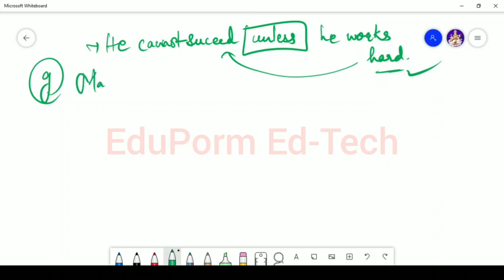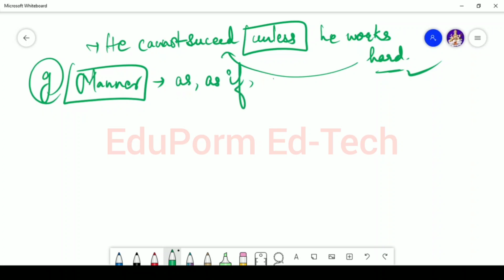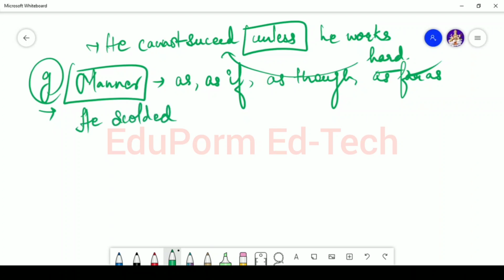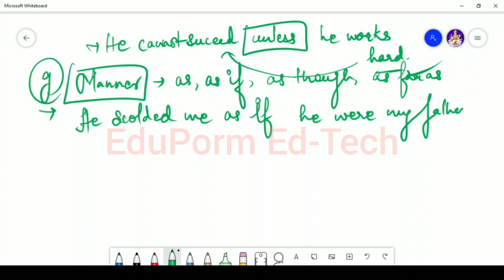Next one is whenever you are expressing any kind of manner. In case of manner, you use words like as, or as if, or as though, or as far as. Okay, let's say for example, he scolded me as if he were my father. Okay, he scolded me as if he were my father.